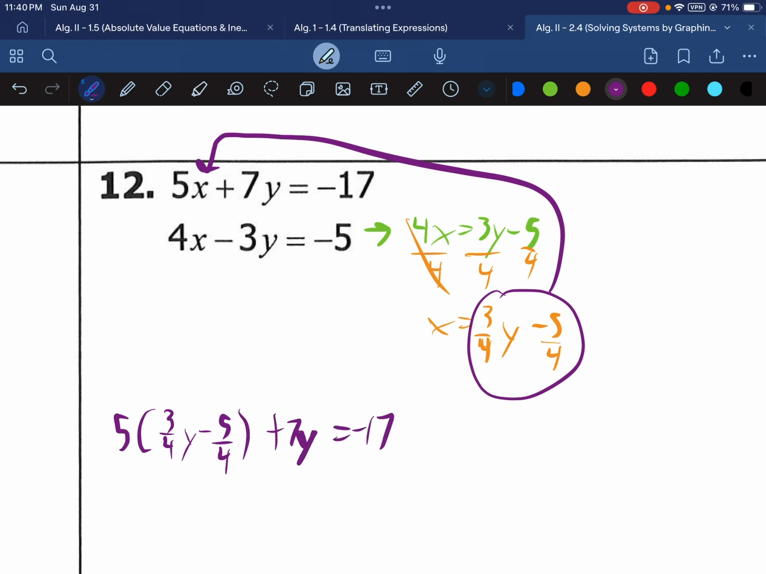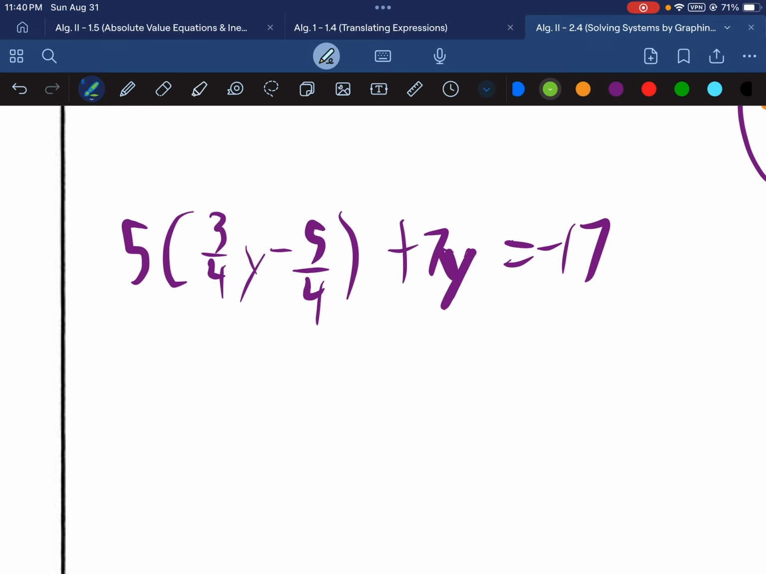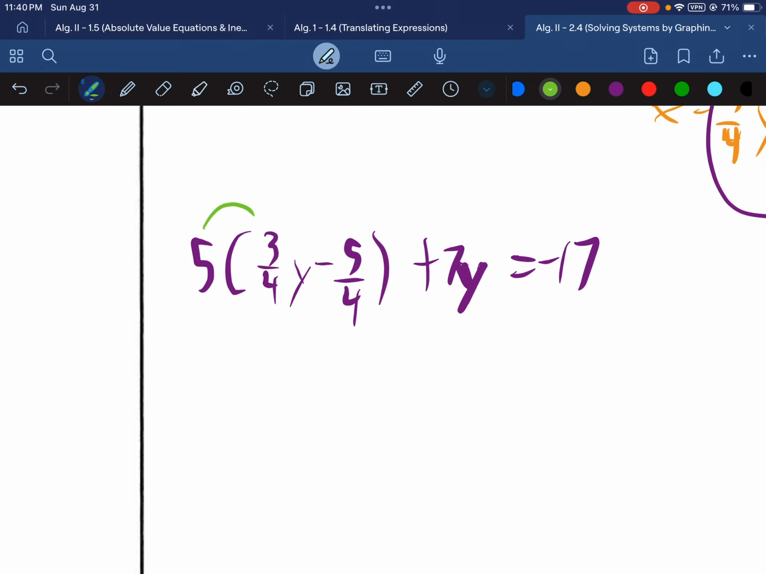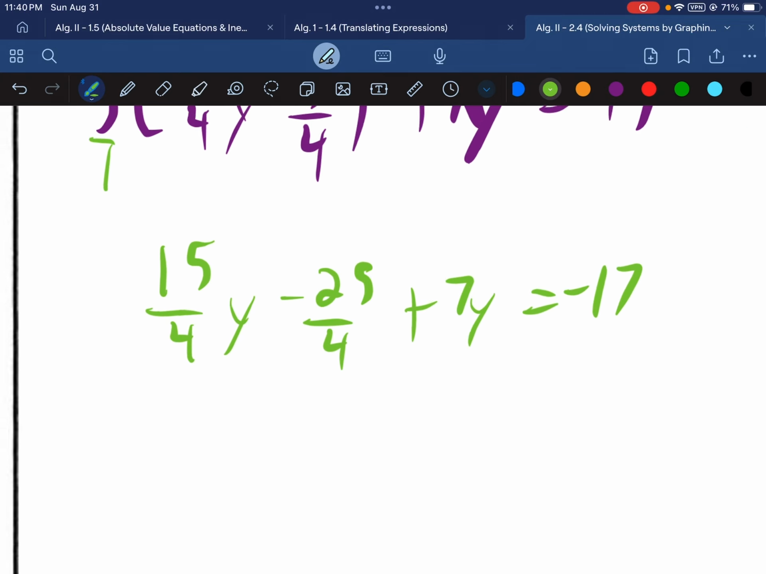So I'll just continue on with the rest of the equation there. Now, as I try to handle this problem, I have to distribute the 5. And as I distribute the 5, I'm going to put that 5 over 1. And 5 and 4 don't cross-reduce. And so I multiply straight across and get 15 over 4y. Do the same thing here. Once again, 5 and 4 do not reduce, so I get negative 25 over 4 plus 7y equals negative 17.